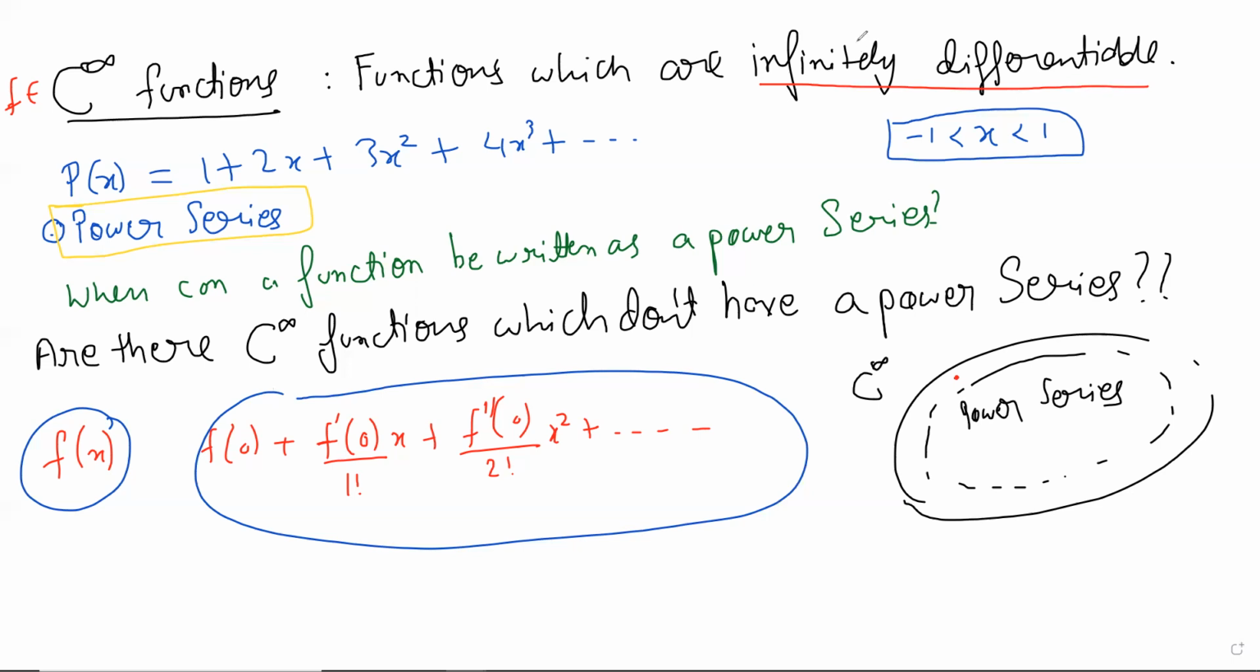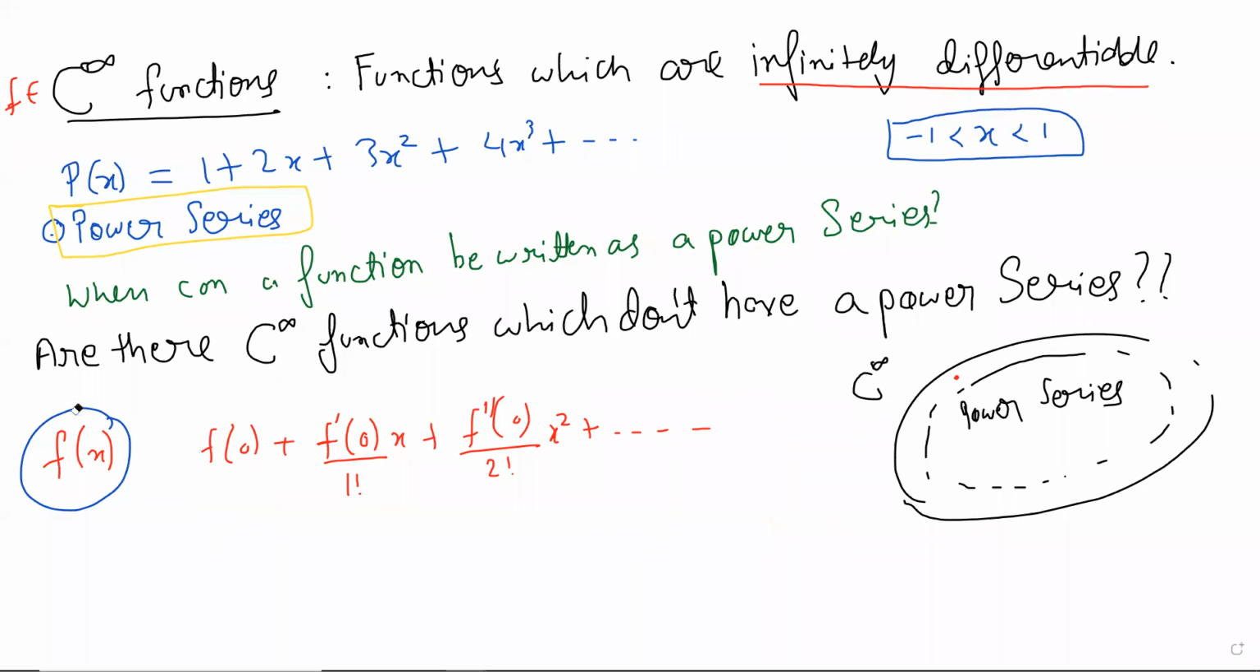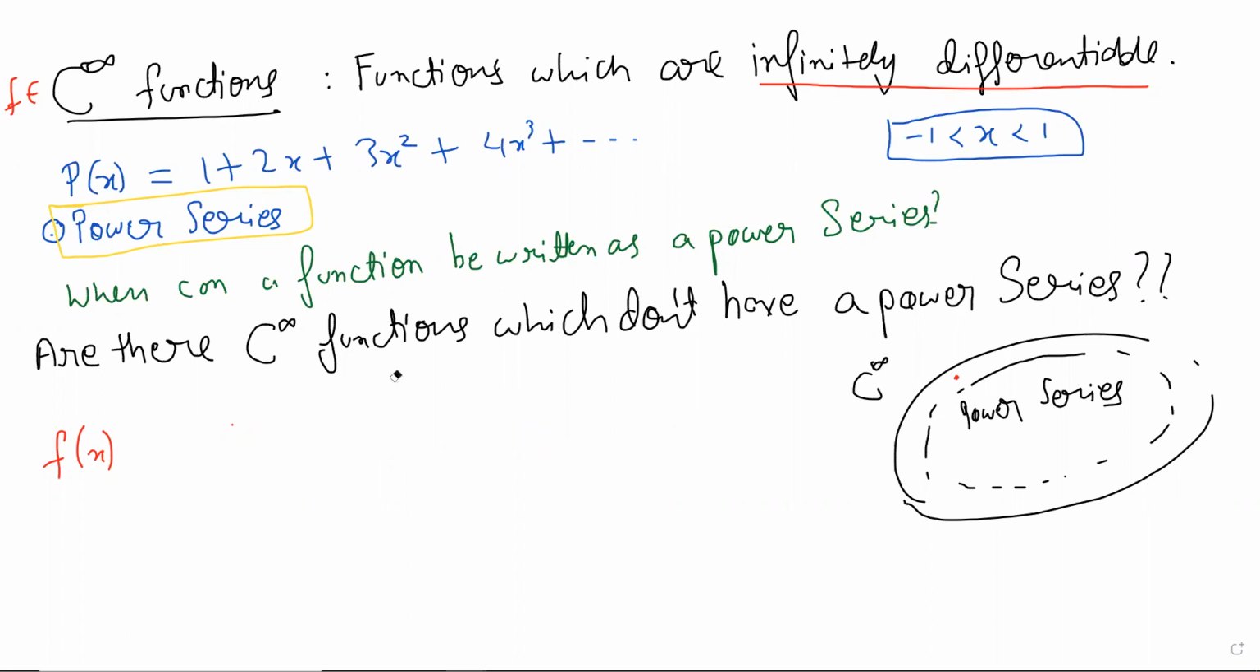If we expand up to n, then it is the best approximation, right? But that does not imply that it has to be equal to f(x), even when you take it infinitely many times. There's no reason why this should be equal to this. We expect it, but there can be counterexamples. And the main thing is that it may not even converge.